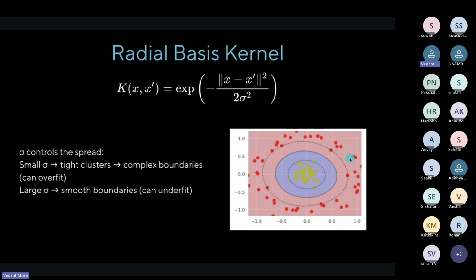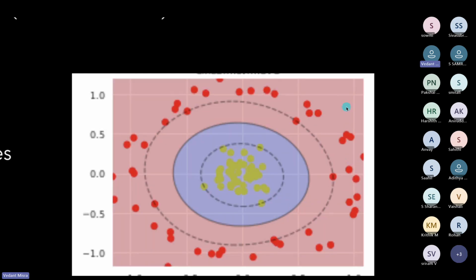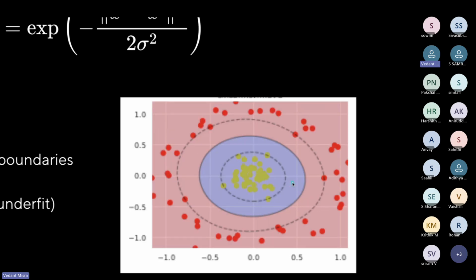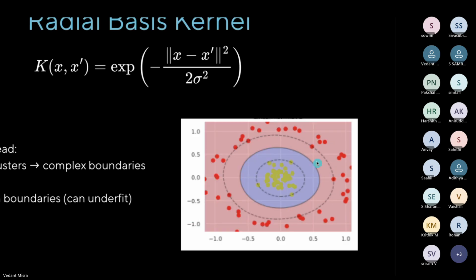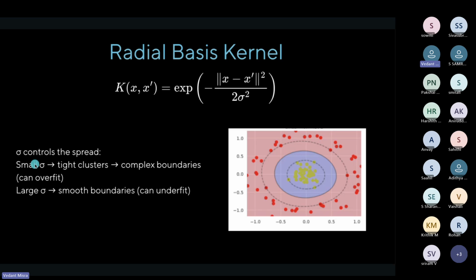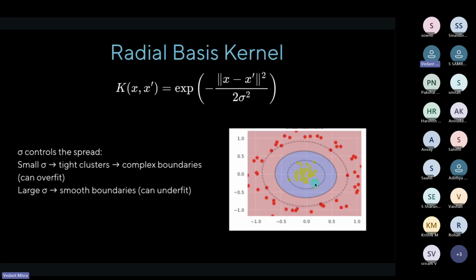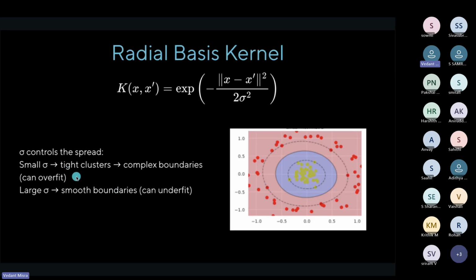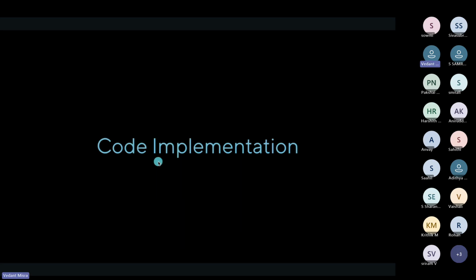So if you see this case, we have the yellow class and the red class. What we're getting is these blue decision boundaries, which are basically circles. Smaller standard deviation leads to tighter clusters, and large standard deviation leads to smoother clusters. But this can underfit. Smaller sigma can overfit. So that's kernel SVM.